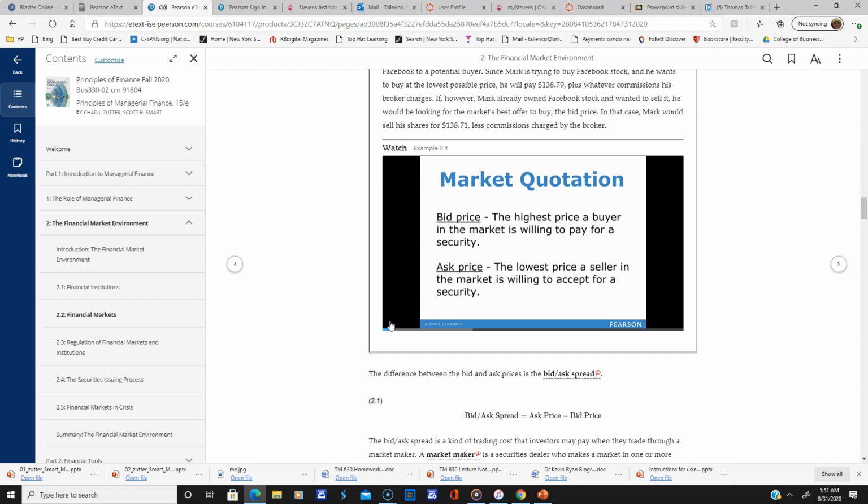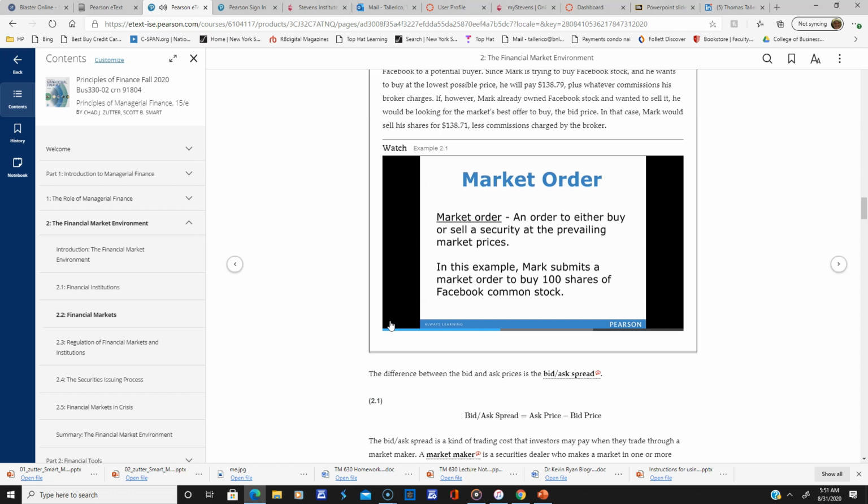Market makers provide quotations for securities trading in the secondary market. Quotations are comprised of a bid and ask price, where the bid price is the highest price a buyer in the market is willing to pay for a security, and the ask price is the lowest price a seller in the market is willing to accept for a security. Typically, when investors want to buy or sell securities, they submit a market order, which is an order to either buy or sell a security at the prevailing market price. Market orders are submitted by a brokerage firm that then routes the order to a market maker for execution.